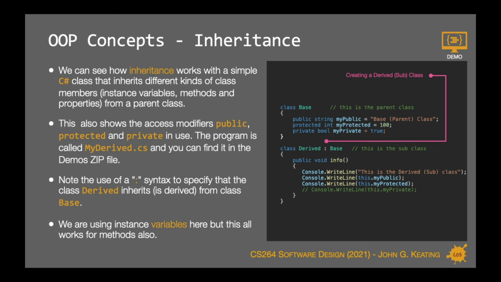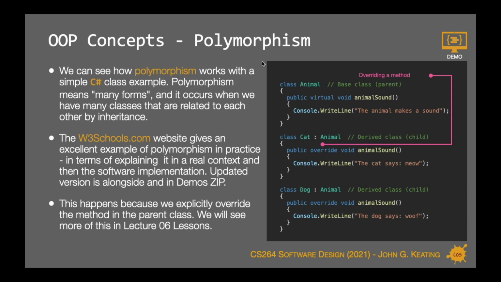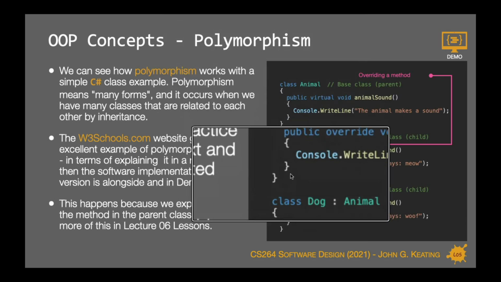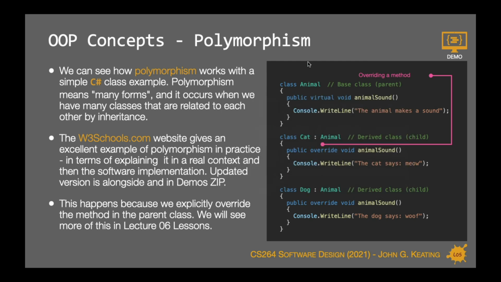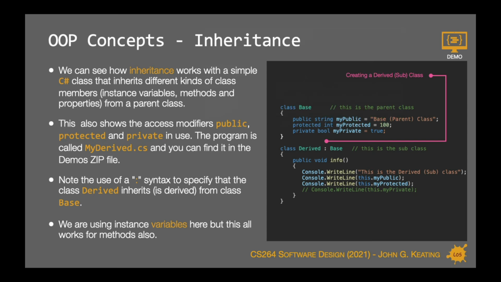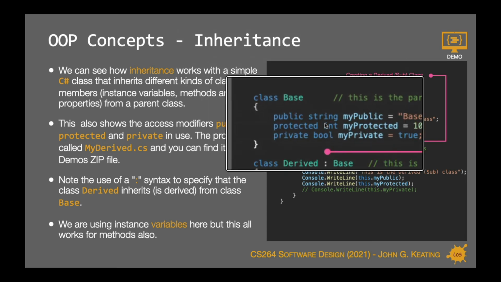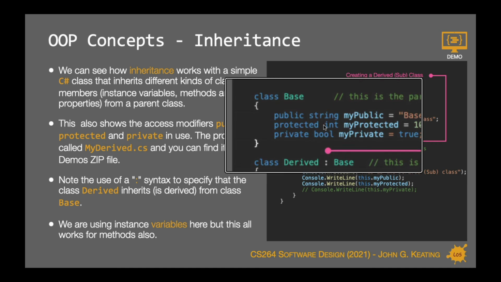This is called myDerived.cs, or the program is myDerived, and you'll see that we use this colon syntax to show where we're extending or where we're defining. So my base class is here, and it has a public string, a protected string.